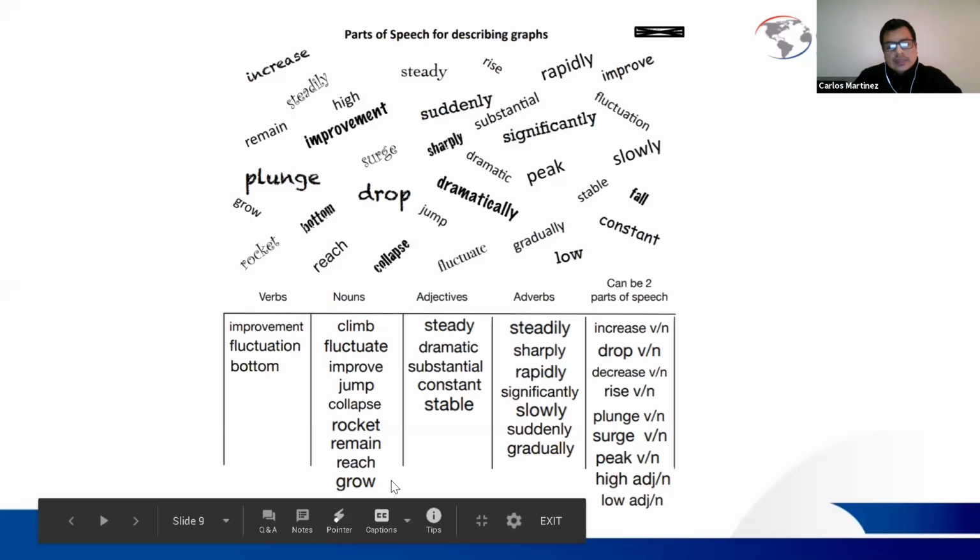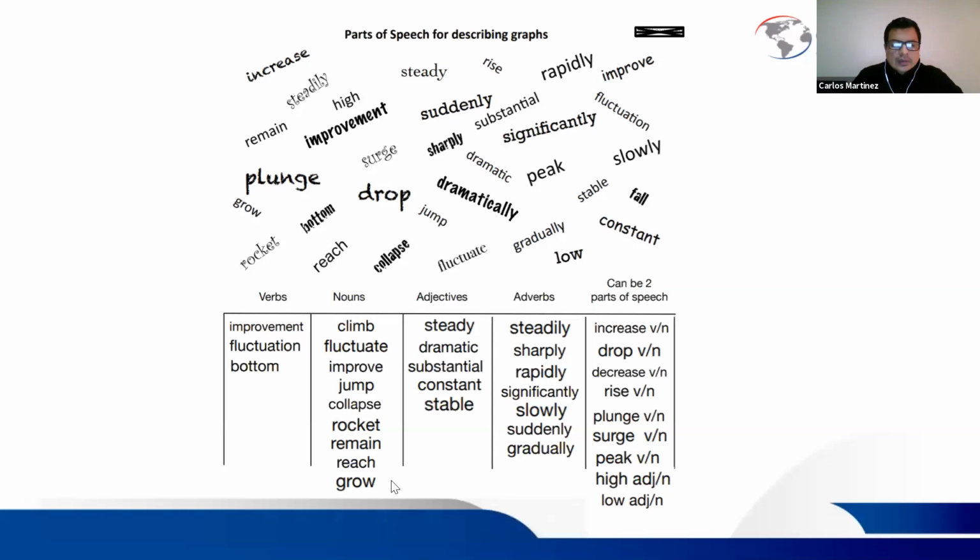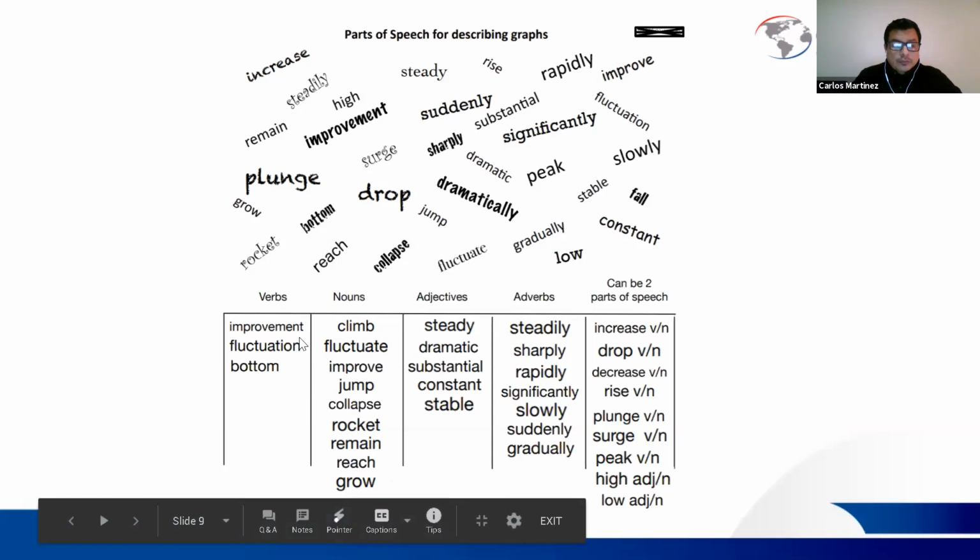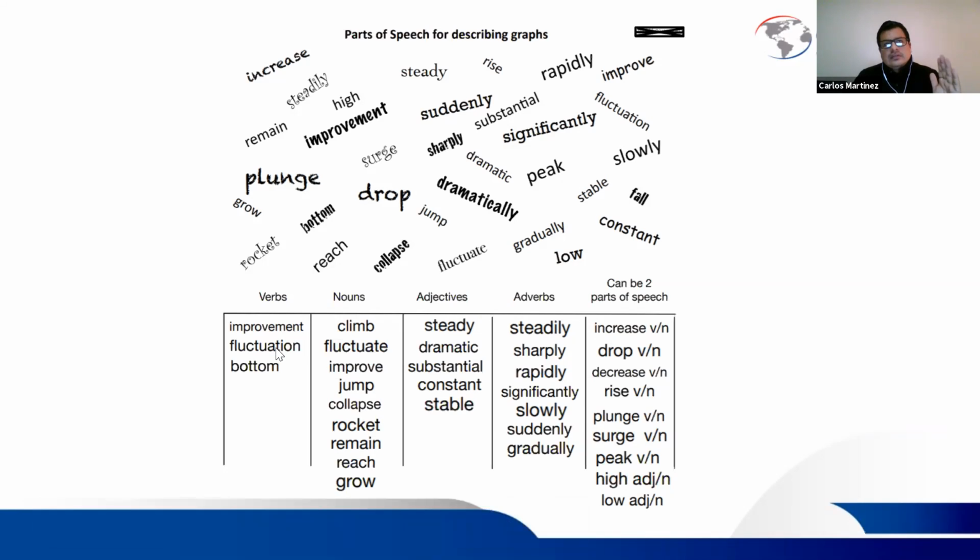And grow, it's like plants, you know, they start to grow from little to big. Improvement, the noun improvement means that it's getting better. Fluctuation, again, it's not steady, it's going up and down, up and down. And bottom, it means that you're in the bottom, okay, you're not on the top.